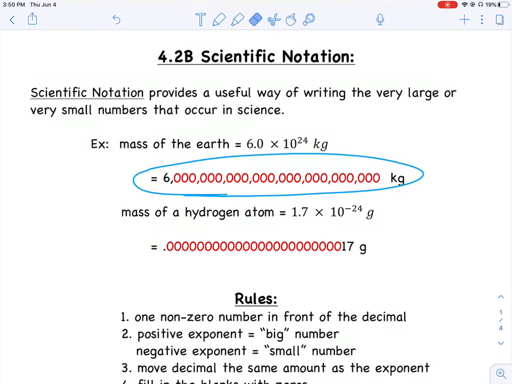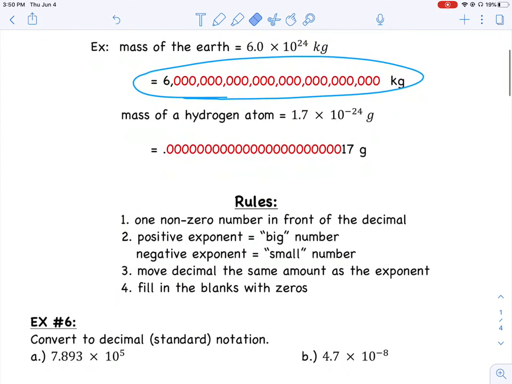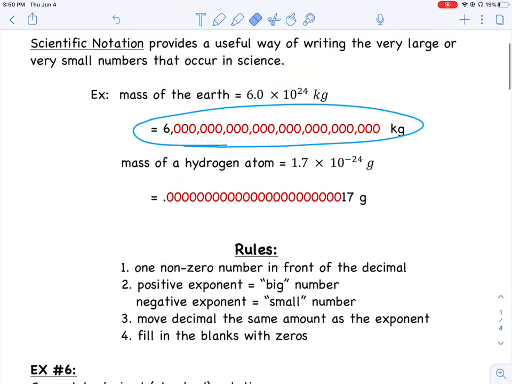So we can take these really small numbers or really big numbers and write them a little more easily in scientific notation, where the rules are you have to have one non-zero number in front of the decimal. So a single digit non-zero number in front of that decimal. You can see here in the Earth you have a 6, or in the hydrogen atom you have the 1. There is one non-zero number in front of that decimal. For a big number, you have a positive exponent. For a small number, you'll have a negative exponent. You're going to move the decimal the same amount as the exponent and fill in the blanks with zeros.